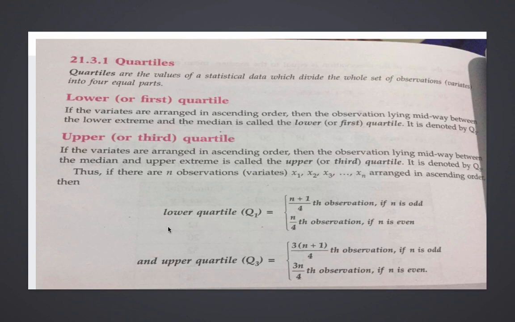See, students, be very clear. In the exam, at times Q1, Q2, Q3, like that also the symbols the examiner uses, or they write the words also as given in your book. So, don't get confused. You need to know both. Lower quartile means Q1, upper quartile means Q3.